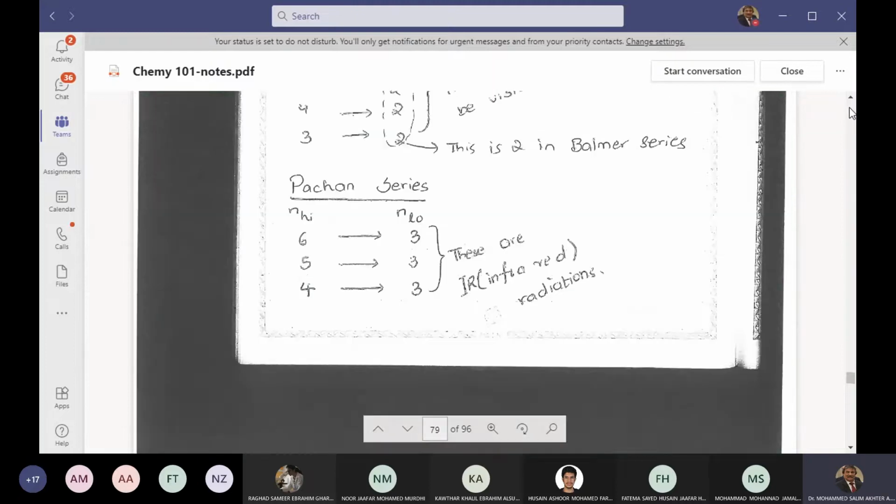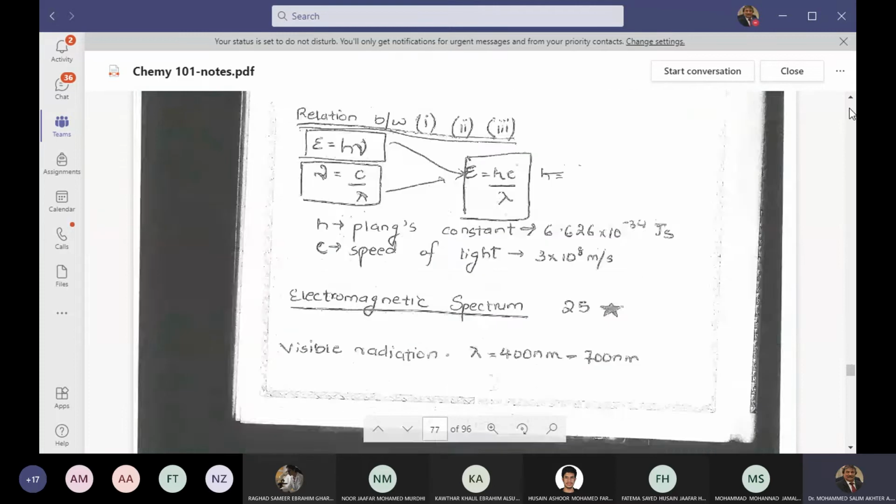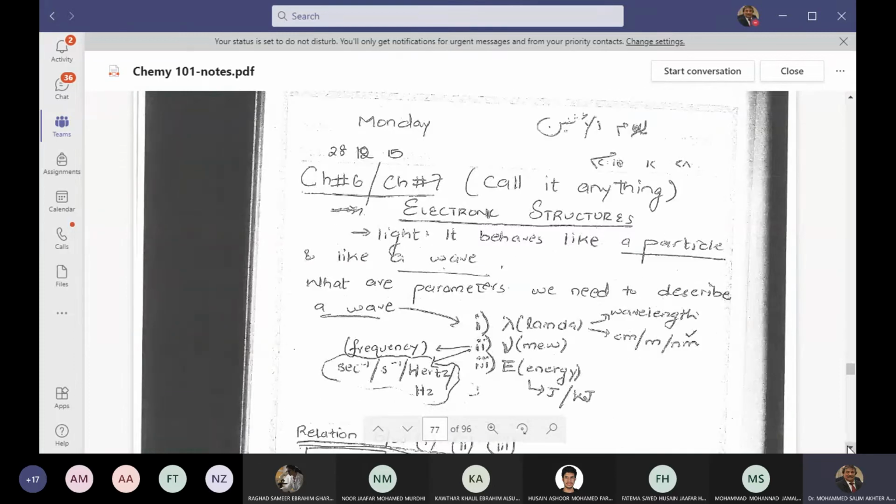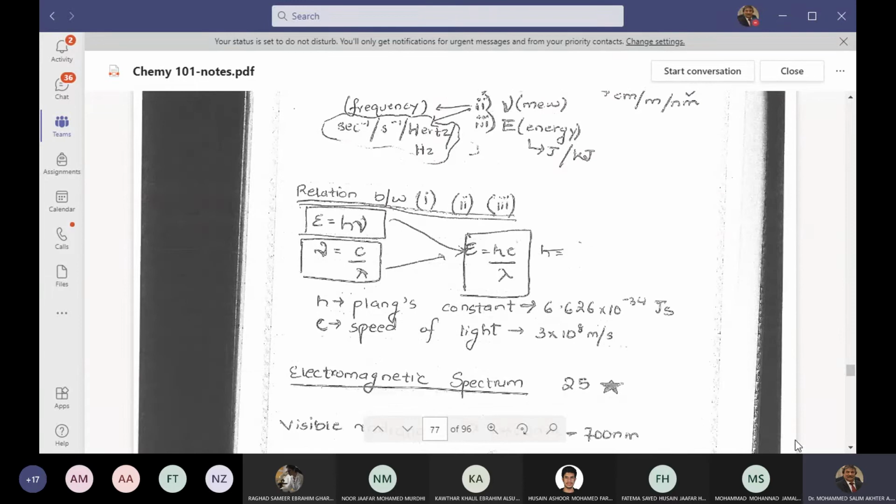Then we have a mathematical relationship between the three. These three equations, you have to just write down on a piece of paper: E is equal to h mu, mu is equal to c over lambda, and from the combination of these two, E is equal to hc over lambda. In these three equations, you have seen something new, h and c. H, Planck's constant, value 6.626 times 10 to the power minus 34 joules second.